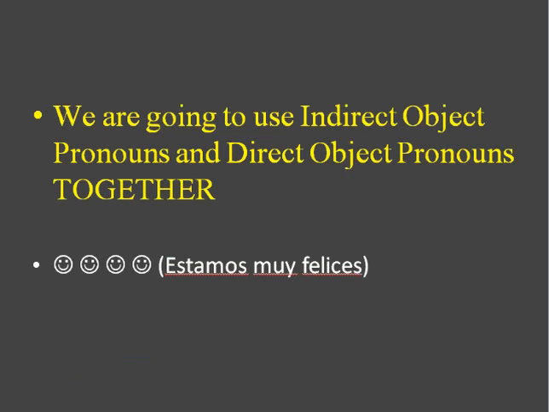So basically the idea with double object pronouns is simply that we're going to use indirect object pronouns and also direct object pronouns together in the same sentence. Y es por eso que estamos muy felices, ¿no?